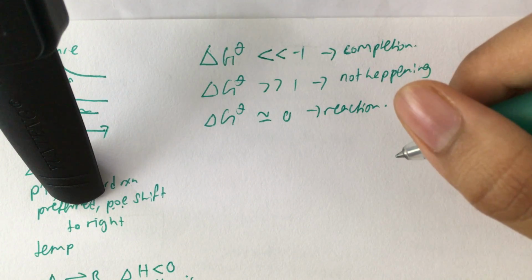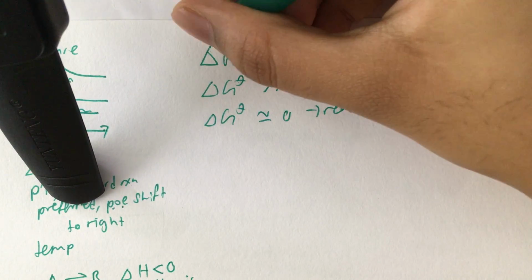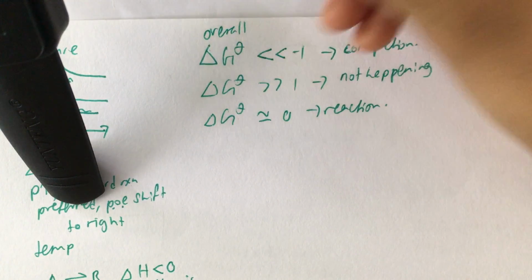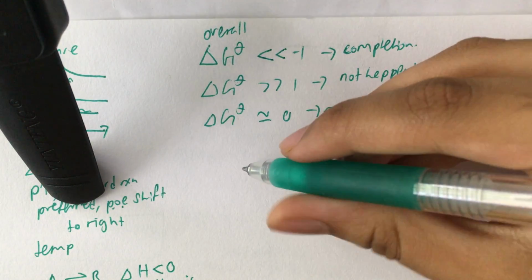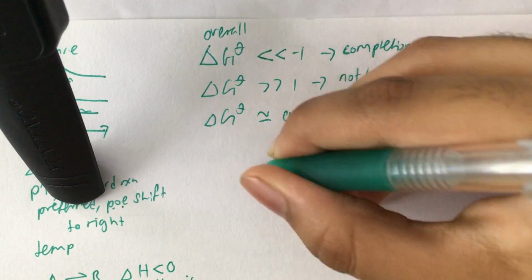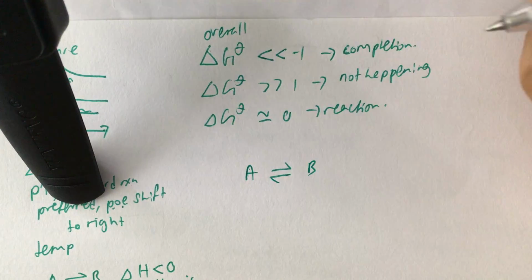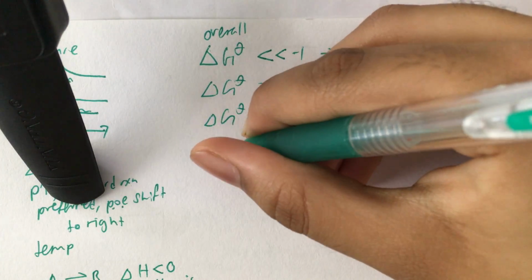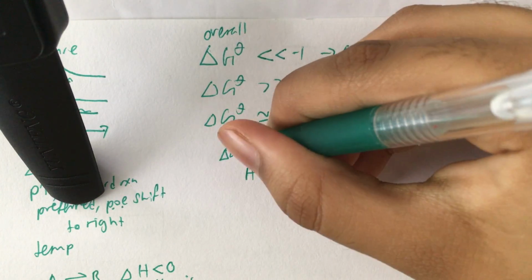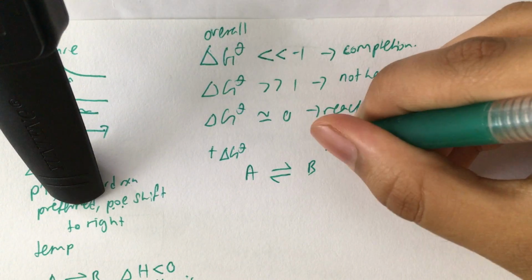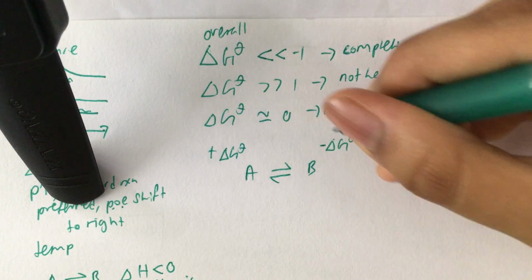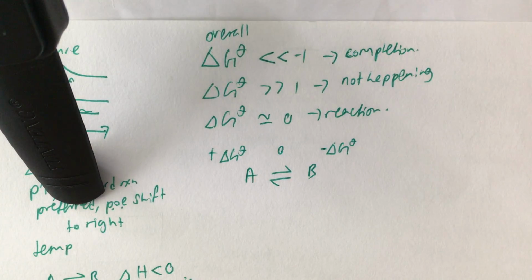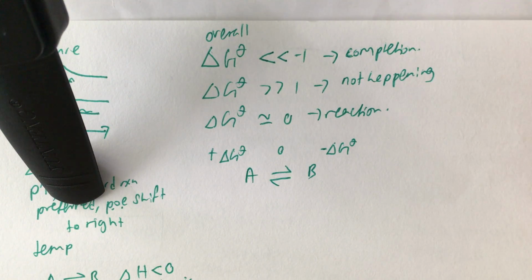But the more negative or positive delta G is, the more the position of equilibrium shifts to the right or the left and things like that. So delta G positive means it will shift more to the left. Delta G negative means it will shift more to the right, and delta G very close to 0 will be right in the center at equilibrium state.